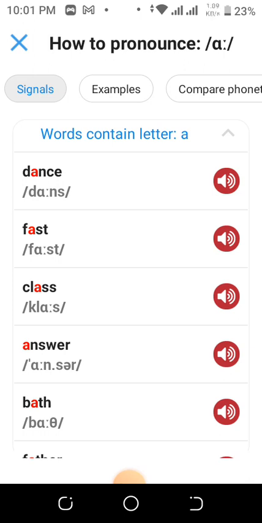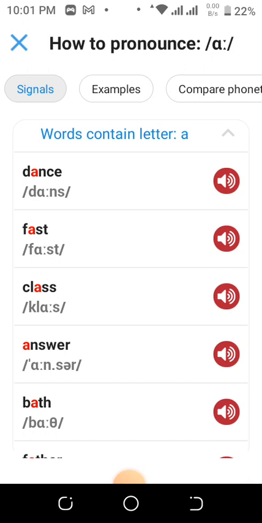First of all, we have the very important word dance. Dance. Listen carefully. Dance. Again, dance. The second one is fast. Fast. Fast. The third word is class. Class. Class.